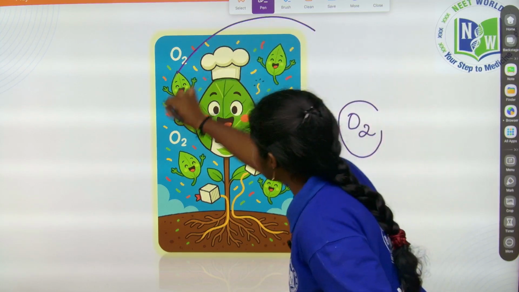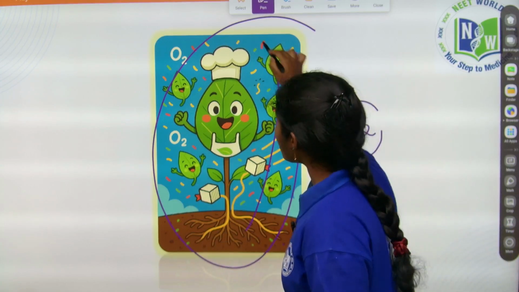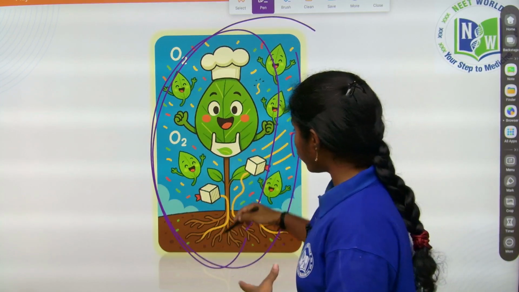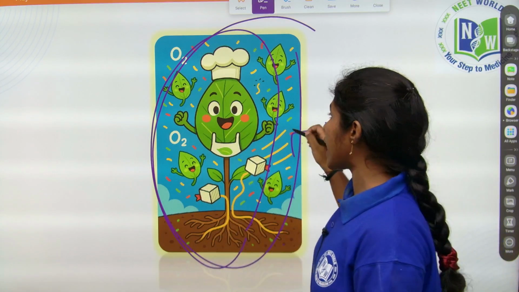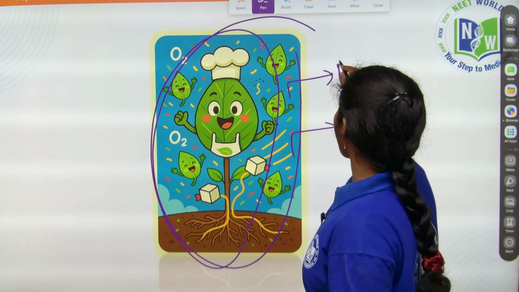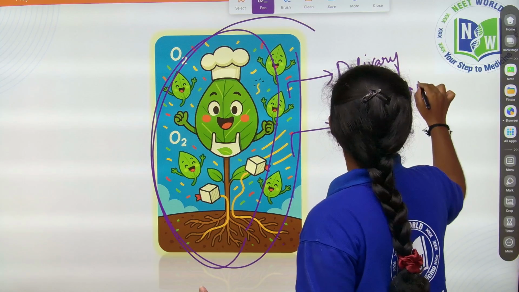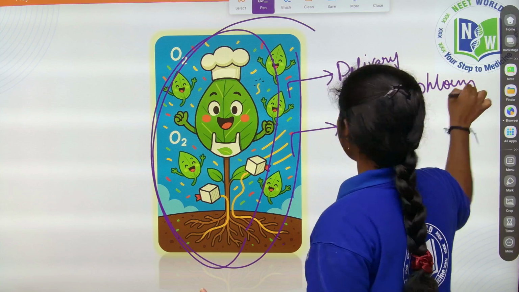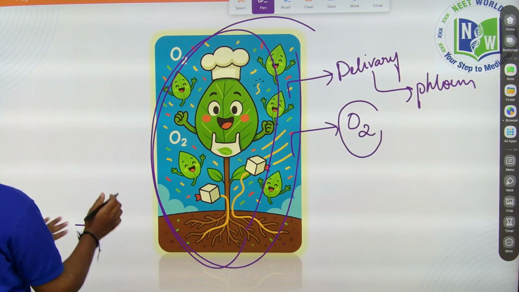See how the plant is so happy because it produces plenty of food and transports it to all parts of the plant, including roots, stems, branches, fruits, flowers. To every part of the plant, the food is transported through the delivery boy called phloem, right? Phloem. Once again I am summarizing this, children.